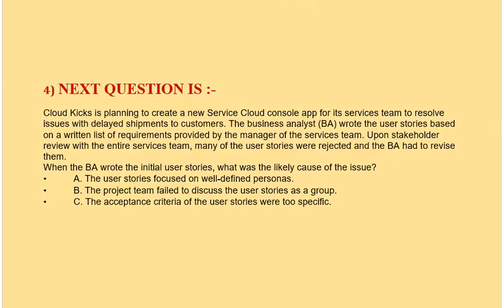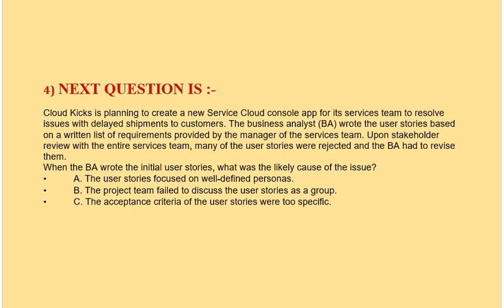Question is CloudKicks is planning to create a new Service Cloud console app for its services team to resolve issues with delayed shipments to customers. The business analyst (BA) wrote the user stories based on a written list of requirements provided by the manager of the service team. Upon stakeholder review with the entire service team, many of the user stories were rejected and the BA had to revise them. When the BA wrote the initial user stories, what was the likely cause of the issue?